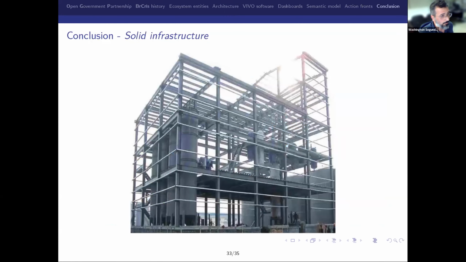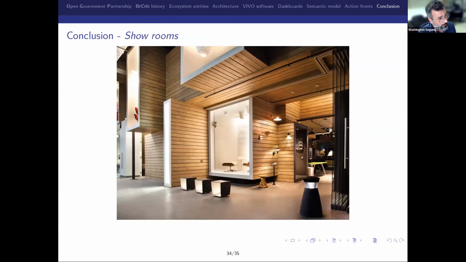Finally, in the conclusion, we are trying to establish a solid infrastructure, because many times we started some projects that go to some point and need to be refactored. But now we are sure that we are going not so fast, but in a solid way. And also we are providing some showrooms of this kind of approach to show how all the infrastructure would be if it would be finalized.